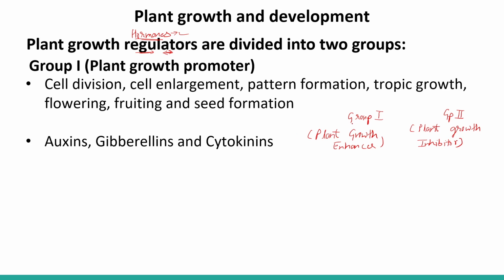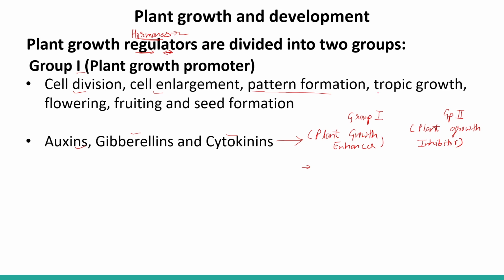All right. And within the plant growth promoter group, examples of plant growth enhancers are auxin, gibberellins, and cytokinin. These are plant growth enhancers. So what does this plant growth promoter or enhancer do? They induce or enhance cell division. They cause cell enlargement. They are involved in pattern formation.